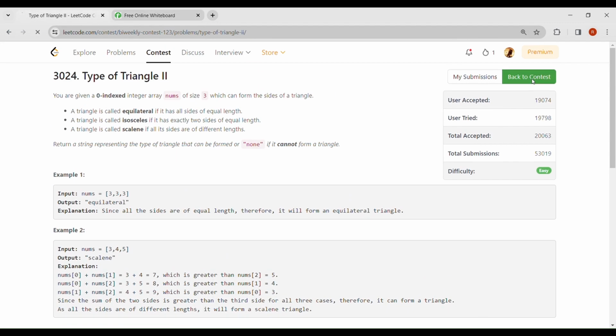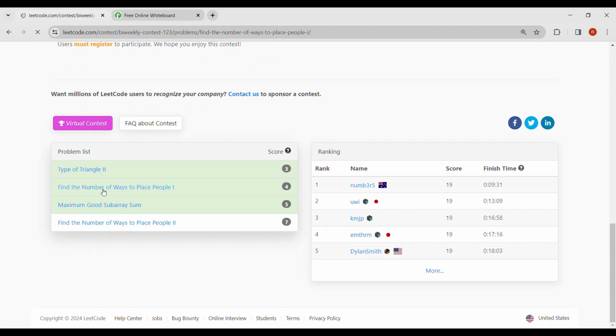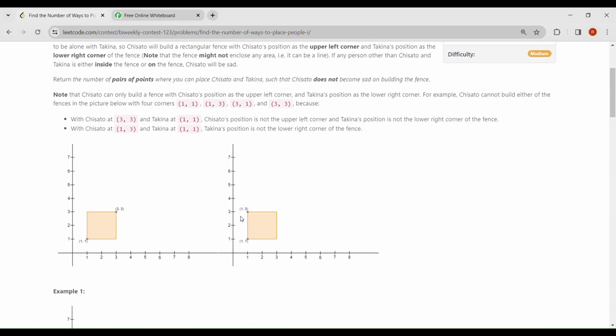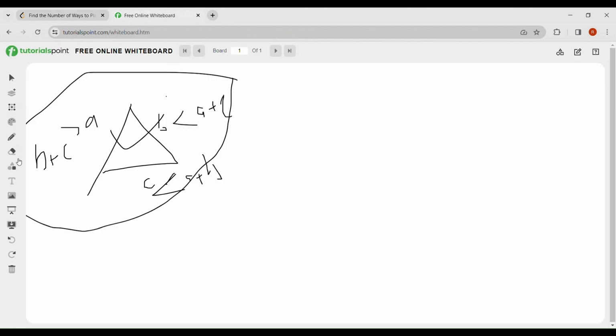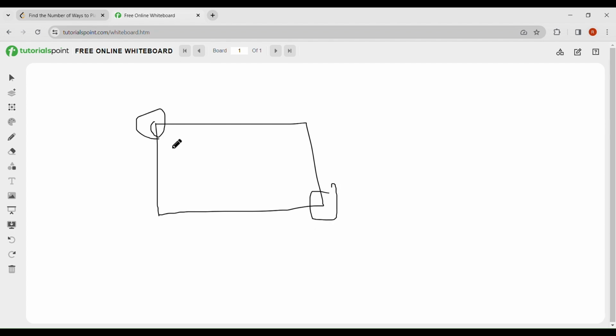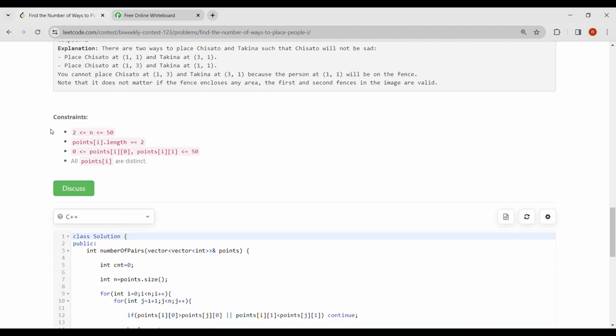We will go to the second question. Find the number of ways to place the people. Basically, in this question, what we need to create... So I will refresh all. Okay, so now let's see in this triangle what we need to check. We need to place one person here and one person here. We need to check the condition that no one will be inside this area, and at this border also there will be no one. We need to check how many pairs are possible. The constraints are very small, only 50, so you can use direct brute force.